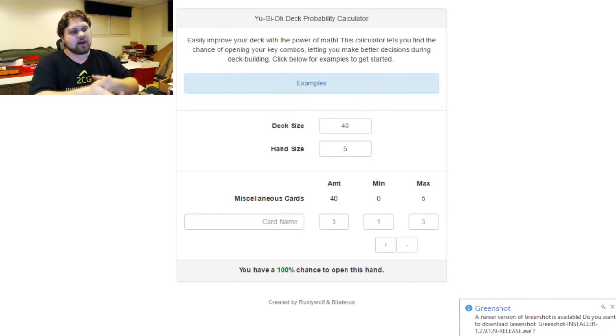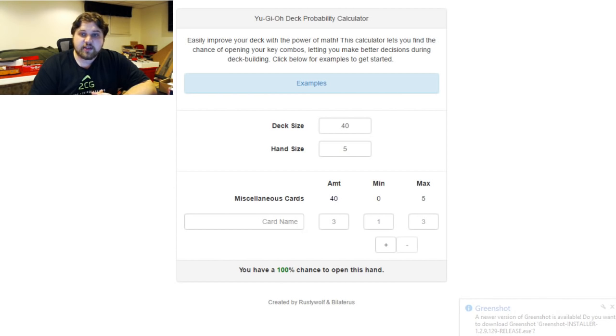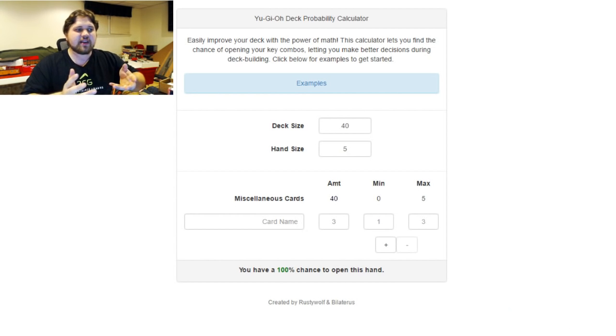But basically, let's go to the math portion of this, shall we? Now, what we've got on screen here is the Yu-Gi-Oh! Deck probability calculator. Now, this thing is a hypergeometric calculator that is free to use online.